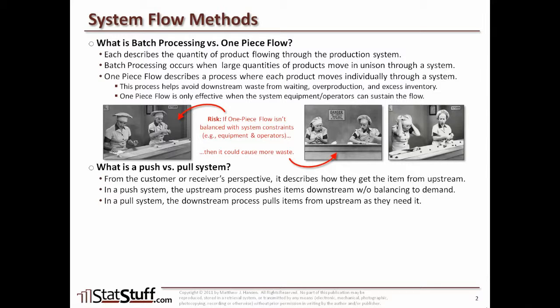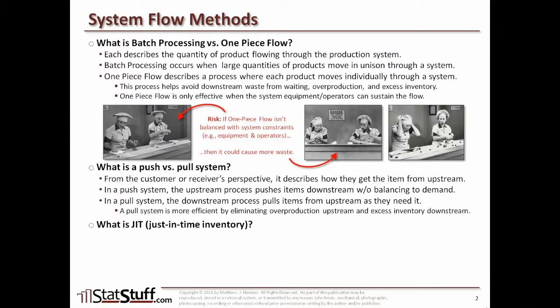Now, again, just like with the other example, a pull system is not always going to be perfect, but it is generally going to be more ideal and more efficient, simply because it helps eliminate overproduction that's occurring upstream and excess inventory that might occur downstream from you.